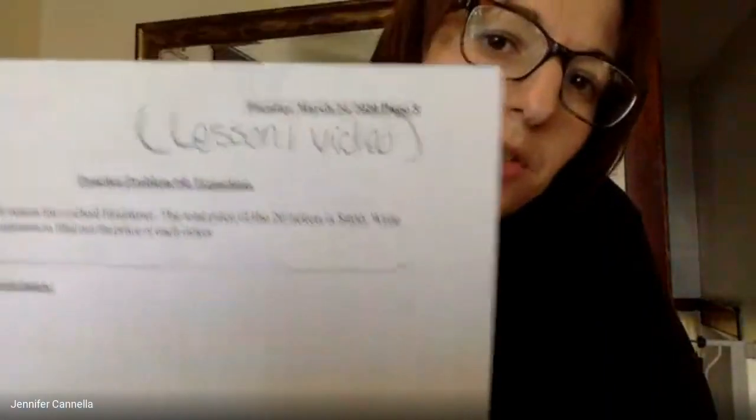All right. So we're on page 5. It's also modeled in the video and it reads this. Samira sells 20 tickets for a school fundraiser. The total price of 20 tickets is $400. Write and solve an equation to find out the price of each ticket. So now I'm going to pin you.